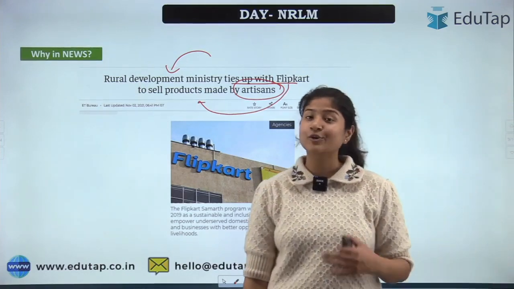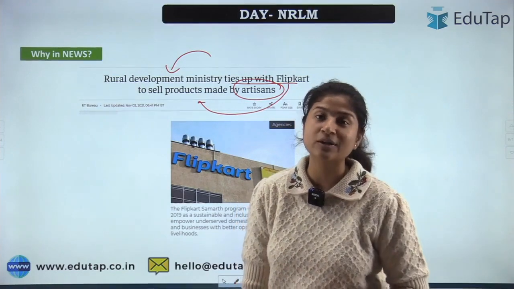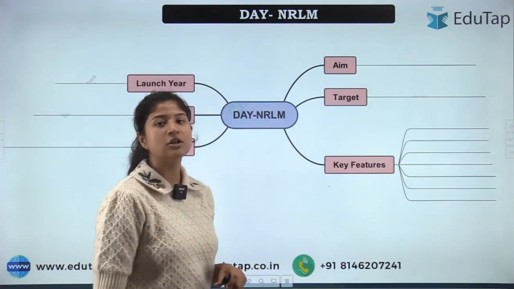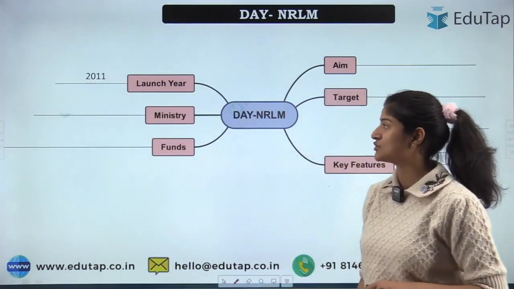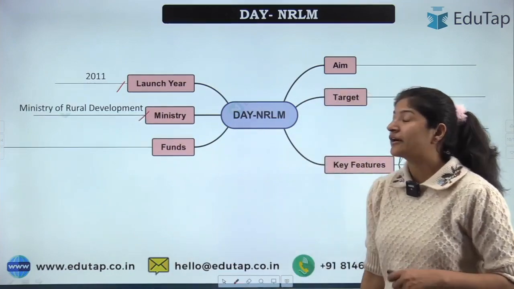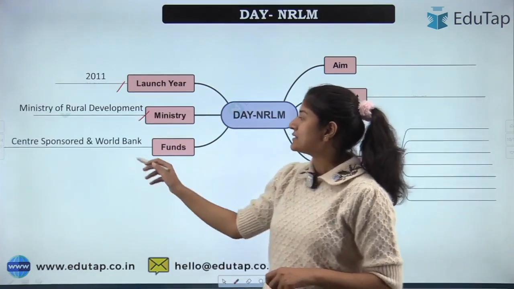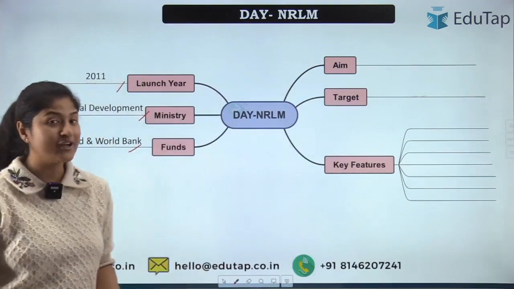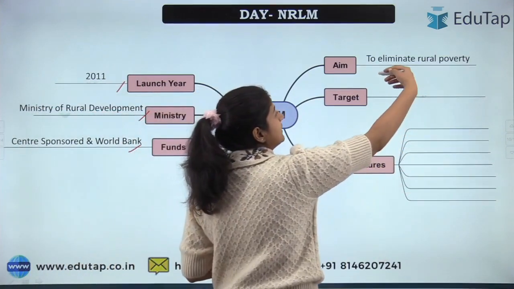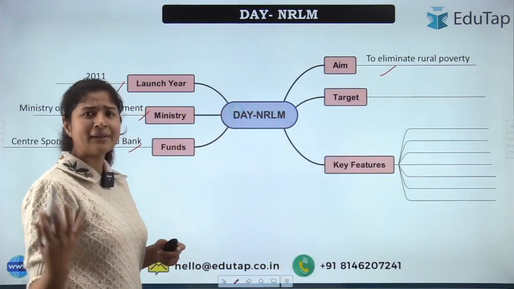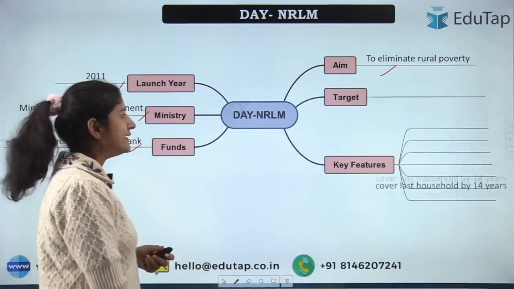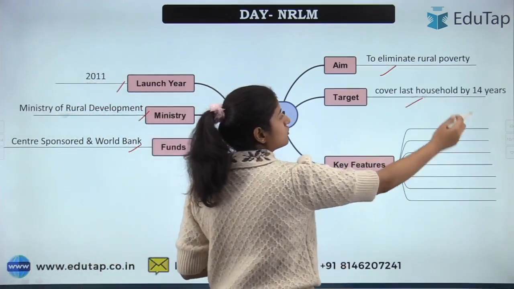Now we'll have a quick revision of everything that we have studied, for better understanding. We'll start with the basics: the launch year of this scheme is 2011, with the Ministry of Rural Development. Talking about the funds, they are centrally sponsored and World Bank, and we have already understood what a centrally sponsored scheme is. The aim is to eliminate rural poverty by making people aware as well as providing them the financial help they need. The target is to cover the last household in 14 years.